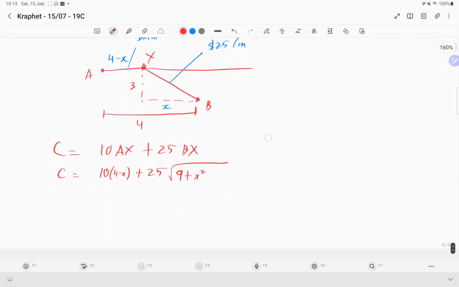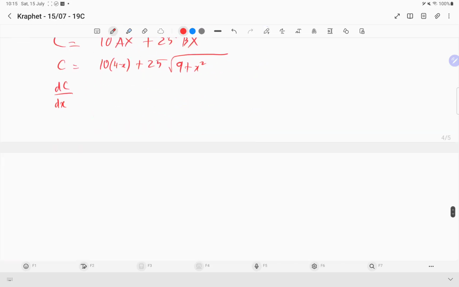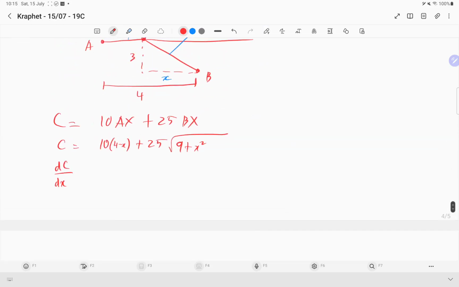So cost would be that. And then minimize cost would mean you've got to find dC over dx and set that equal to 0, then solve for x. Equals something, and then set dC over dx equals 0 and solve for x. And then find 4 minus x, because it's the length of the pipe on the surface.